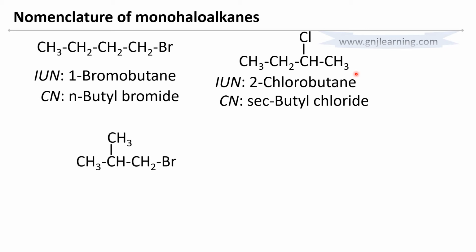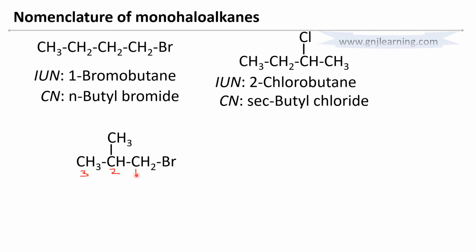Now next, the third one. Here again I have 4 carbon atoms in total. If I look for the IUPAC naming, I should start counting so that the branches get the lowest number. If I am counting from here, 1, 2, 3, the branches will get the values 1 plus 2, that is 3. But if I am counting from here, it will be 2 plus 3. So which is the lowest sum? The lowest sum is counting from here.